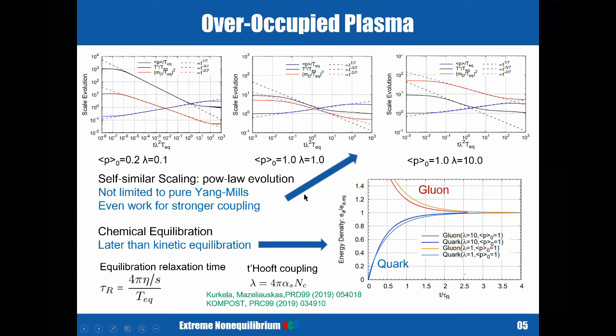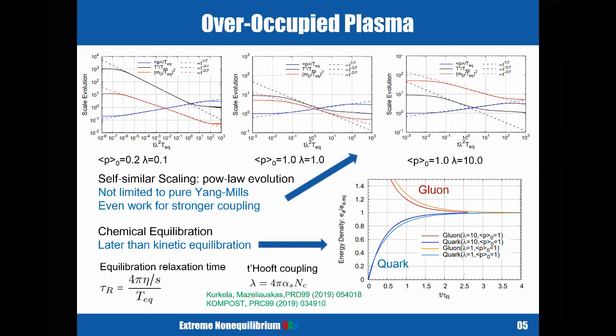And so we can again claim that this self-similar scaling, this power law evolution, is not limited to pure Yang-Mills. Even more, it also works for the stronger coupling systems. And of course, those are basically the discussion of the kinetic equilibration.